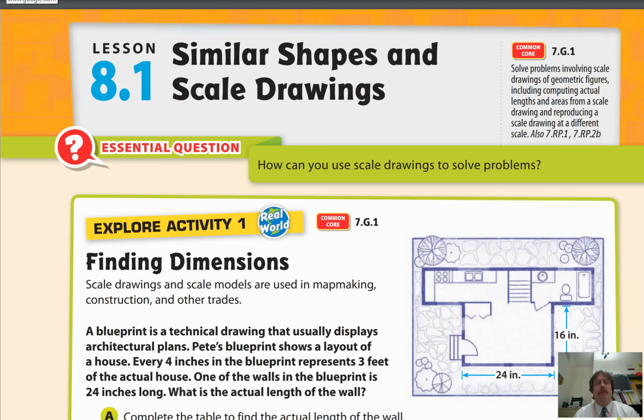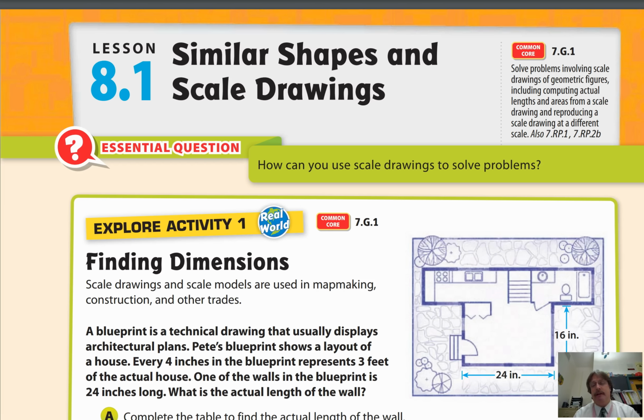In lesson 8.1, similar shapes and scale drawings, the primary standard is 7.G.1, which I already talked about in the background information. It's also related to the ratios and proportions standards, and we're also going to look at 7.RP.2b and 7.RP.1. So how can you use scale drawings to solve problems?